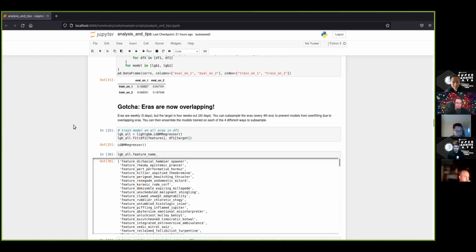So yeah, we keep mentioning this because it's important. The eras are non-overlapping. The target is basically 4 weeks out, or 20 days out, and the eras are weekly, 5 days. A simple way to prevent overfitting due to oversampling is just to sample every 4th era. I should mention, again, if you're using a 60-day target, to prevent that kind of oversampling you have to sample every 12th one.